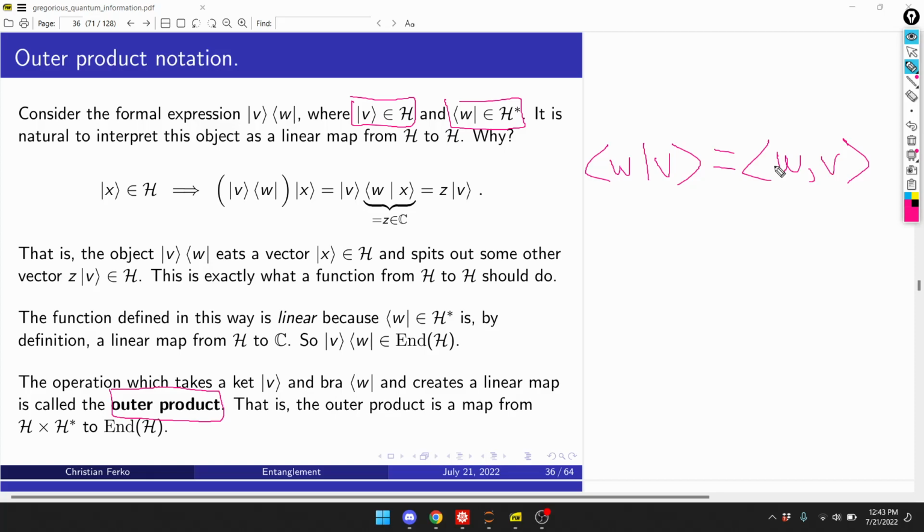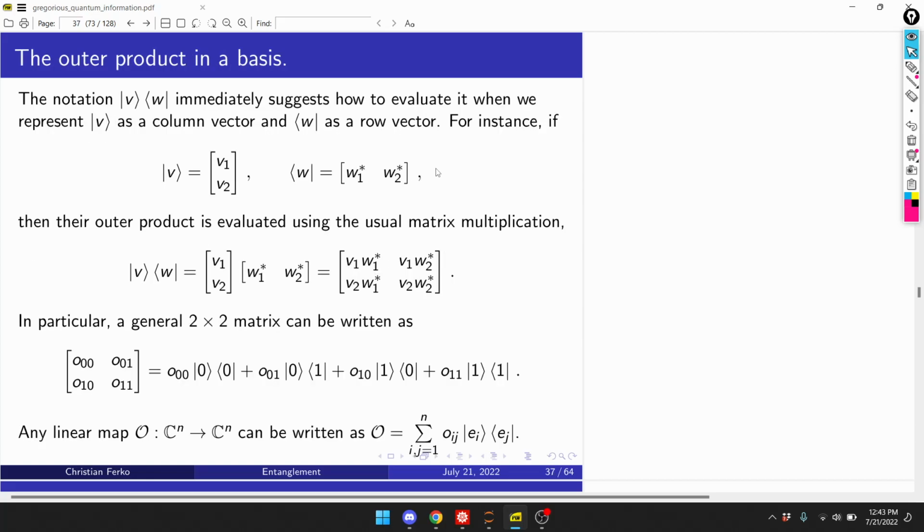It's going up in complexity. It gives you a matrix. So more precisely, the outer product is a map from the product H and H dual to End H, linear maps. That's what this is abstractly. Now let me show you again why this really nice Dirac bra-ket notation makes this obvious.